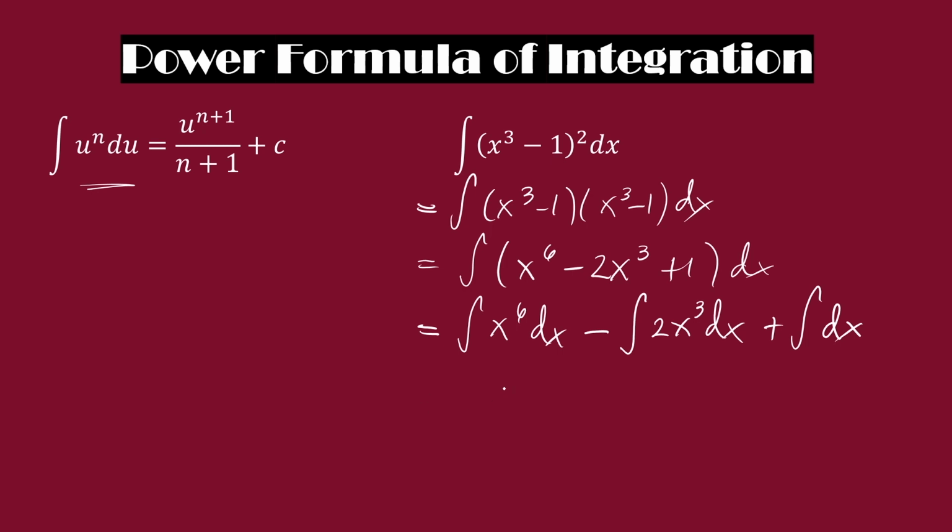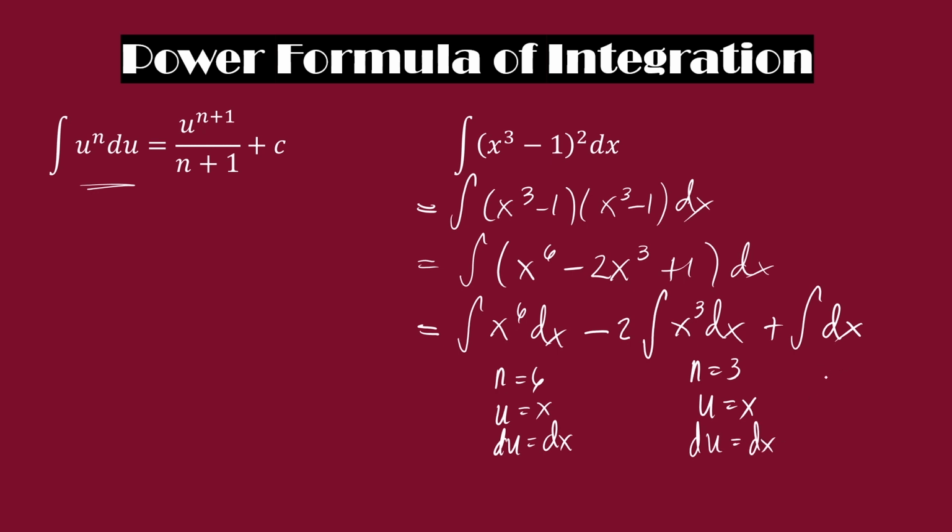Applying the power formula, our n here is equal to 6, our u is equal to x, and our du is equal to dx. And how about here? You have a constant, diba? A numerical coefficient. So we can put 2 outside of the integral. So this is equal to 2 times the integral of x cubed dx. Our n here is 3, our u is x, and our du is, of course, dx. And the integral of dx is always x, because if you get the differential of x, that is equal to dx. So the integral of dx is x.